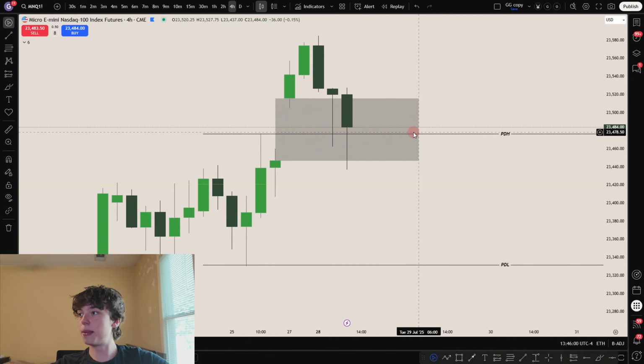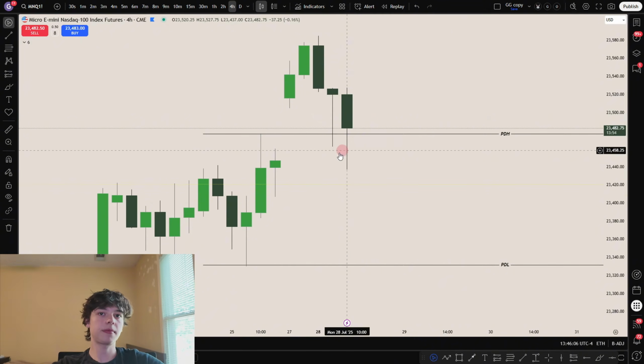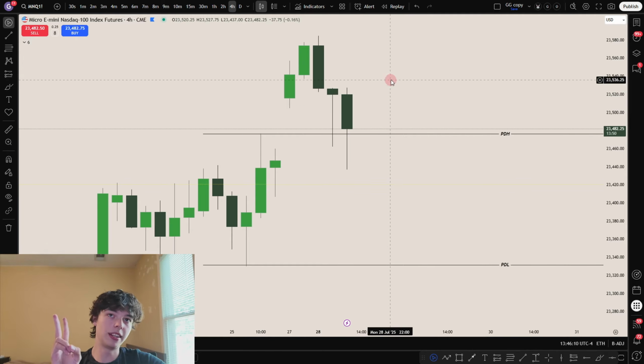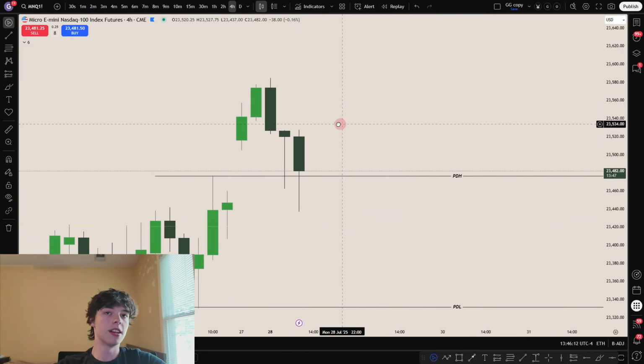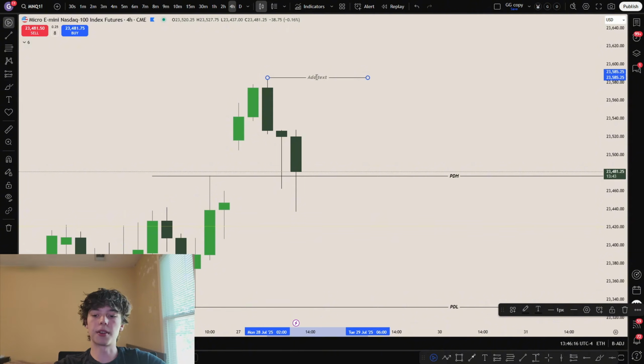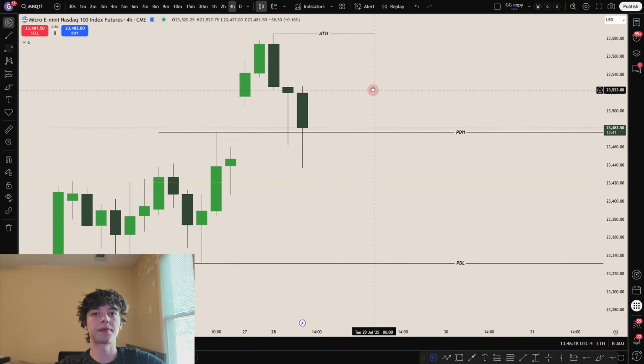Once these gaps have been traded into, so we have filled it right here, we're going to delete it as we do not need it anymore. Okay. Now we're going to be looking for unmitigated gaps and liquidity here on the 4 hour. So right here we can see all-time highs. We left behind this swing high, so we can just mark this out and say all-time highs here.